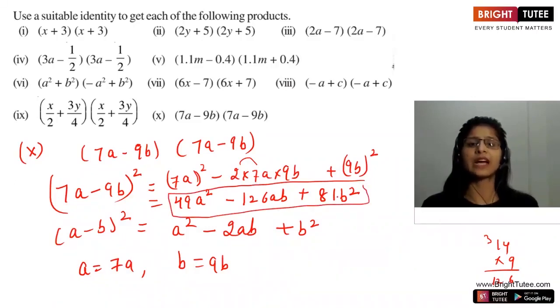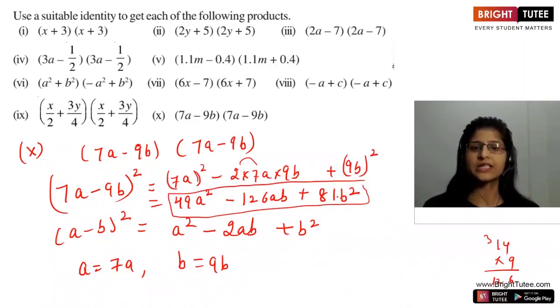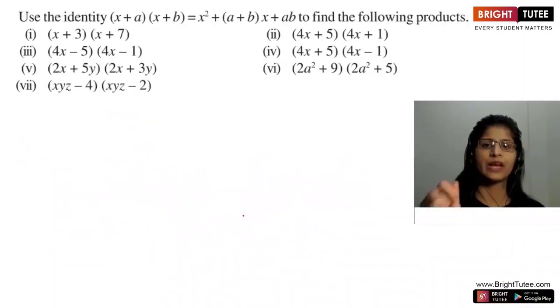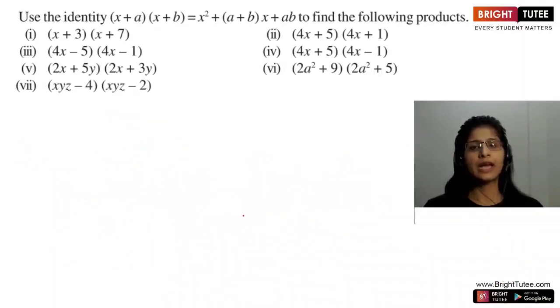Right, so we have discussed 10 questions in which we had to identify or think which identity is to be used, and using that identity we have solved the products. Okay, let's move to the next question now. Here is the next question. You have to use this identity. It is already given: (x plus a) into (x plus b) equals x square plus (a plus b)x plus ab.